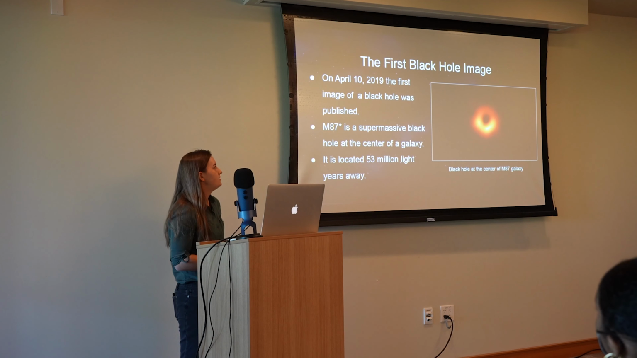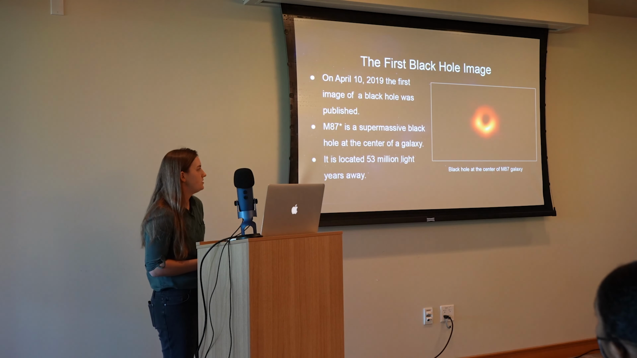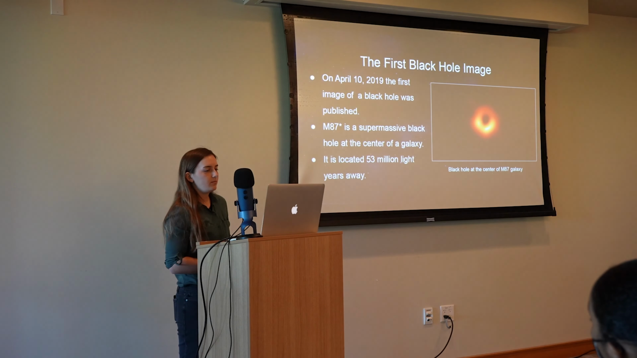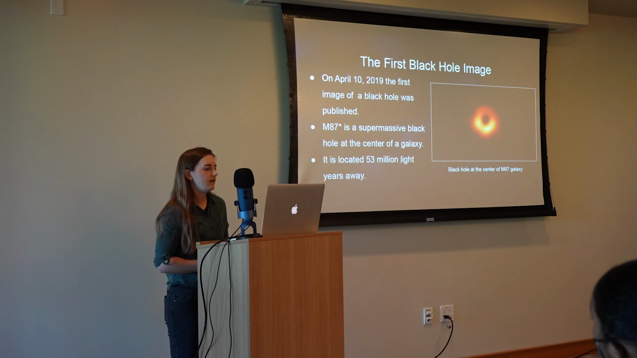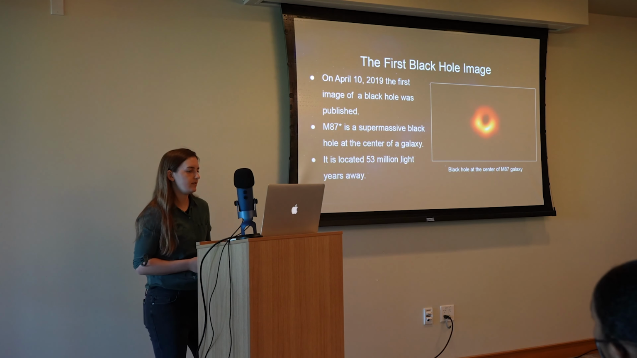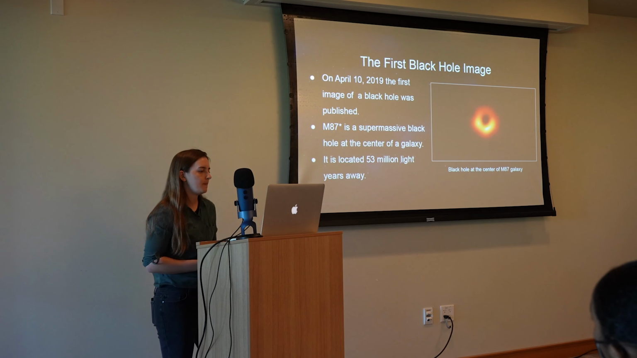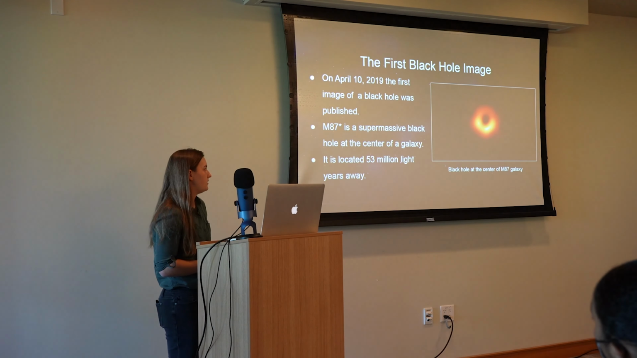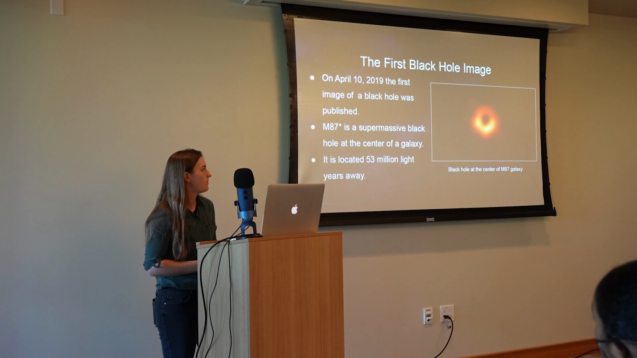This is the image that the EHT was able to create. It's the first ever image of a black hole. It was published in 2019, and it's showing the supermassive black hole M87, which is in the center of its galaxy, and it's located about 53 million light years away from Earth.